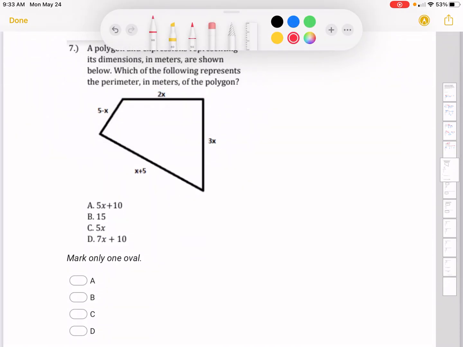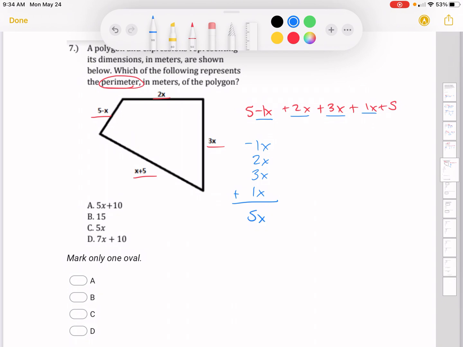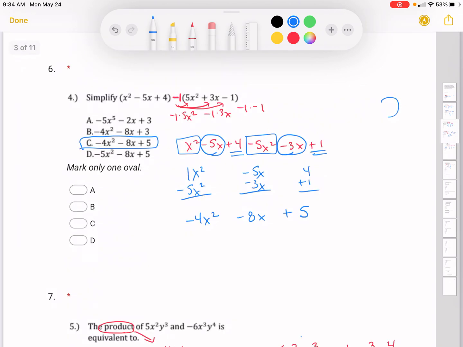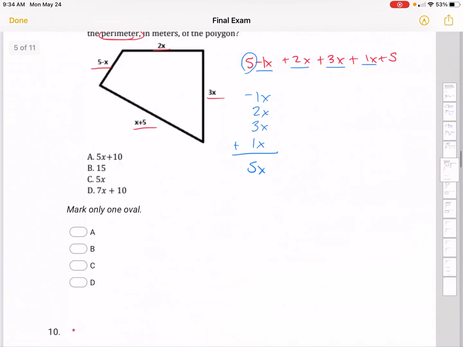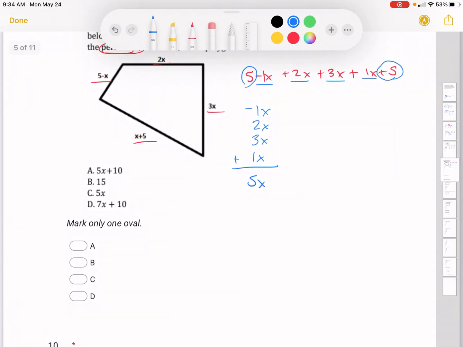Here on question number 7, they wanted us to find the perimeter. So again, we would add all the sides. So I'm going to combine my x's. So I have negative 1x, 2x, 3x, 1x. If I add the positive ones, I get 6x, and then if you subtract the negative 1, you get 5x. And then the constants are just 5 and 5. So 5 plus 5 would be 10. So our answer is going to be 5x plus 10.